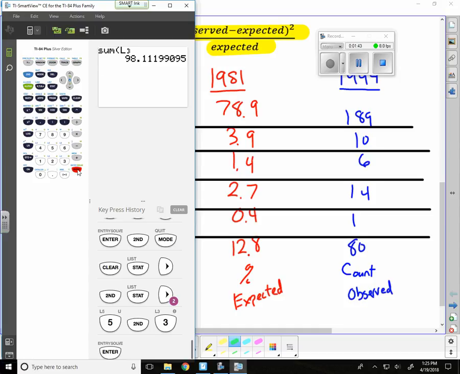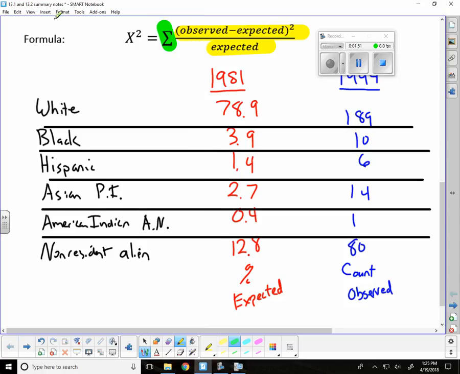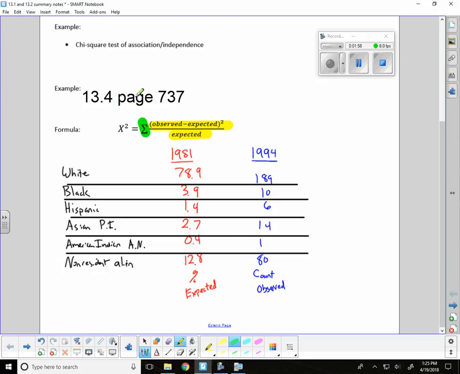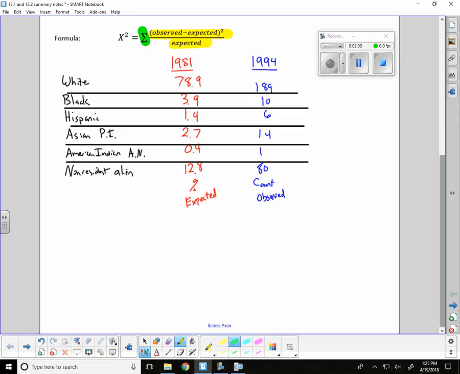Woo! That's a big chi-squared, right? Pretty large chi-squared. I think that's pretty large, 98.1. And so as I consider what that means, so our chi-squared, and what's our degrees of freedom?